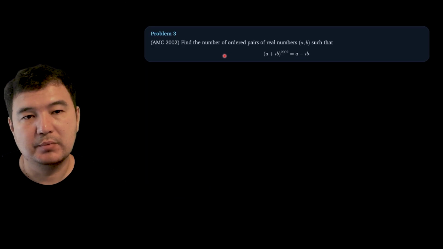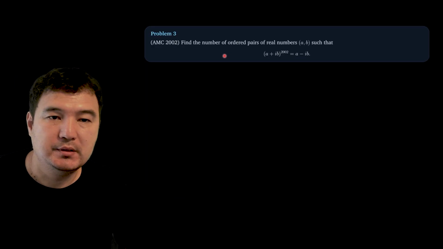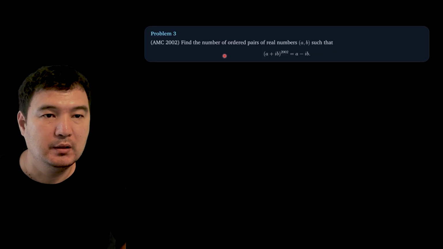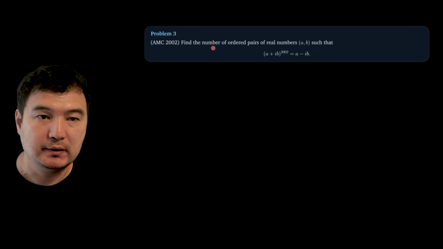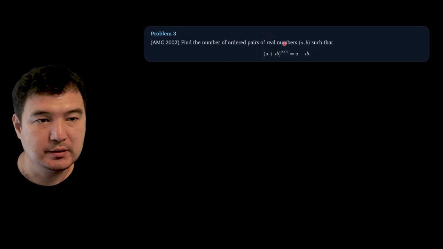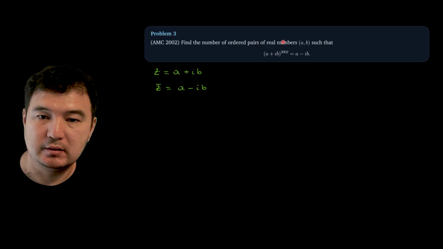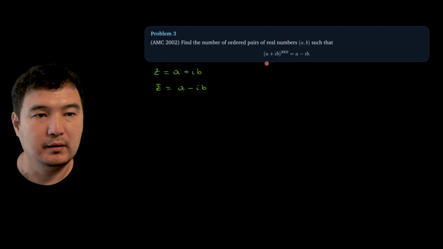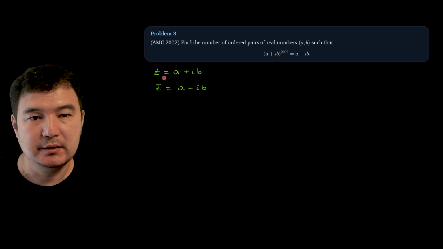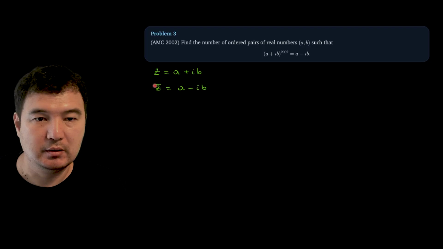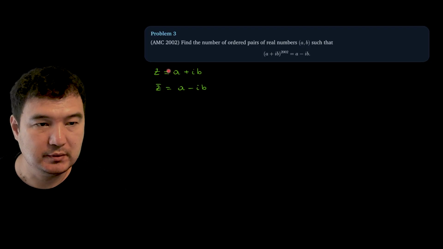And the last one, problem number 3. This is from AMC 12, 2002. We want to find the number of solutions to this equation. To make it a little easier, let me write it as a complex number. So a plus ib is z, and a minus ib is going to be the conjugate of that number. So we have these two numbers.